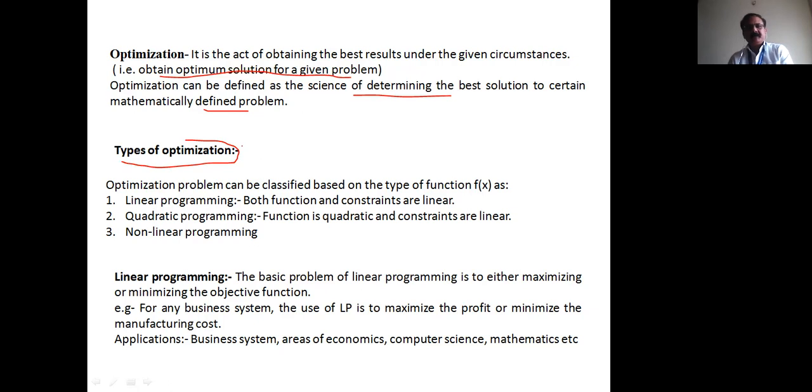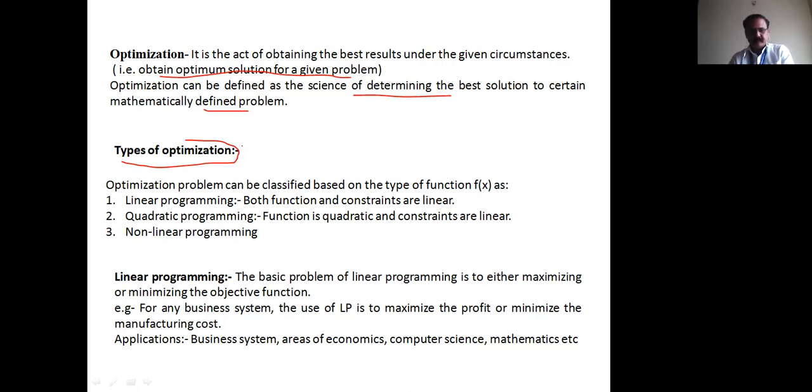Here the optimization problems can be classified based on the given function, that is f of x. And it is divided into three types. First one is linear programming, second one is quadratic programming, and third one is non-linear programming. In case of linear programming problem, both the function as well as the constraint equation, that is limitations, are linear. And for quadratic programming, the function is quadratic, but the constraints are linear. The third one is non-linear programming. So let us see one by one.